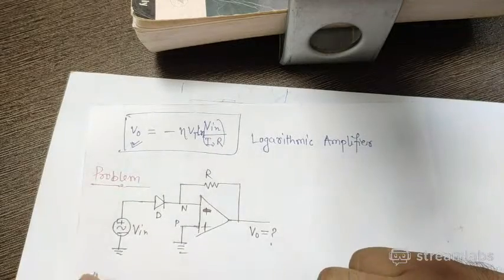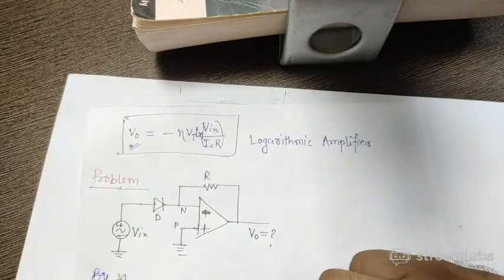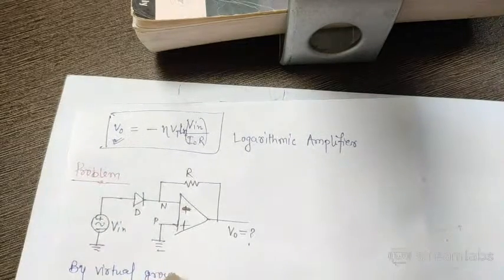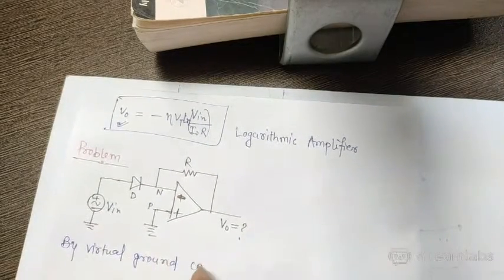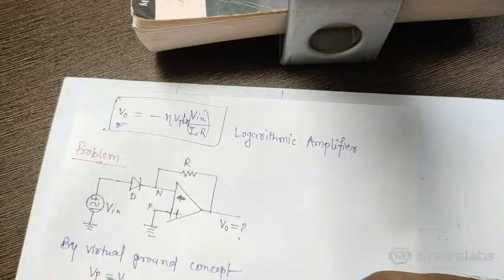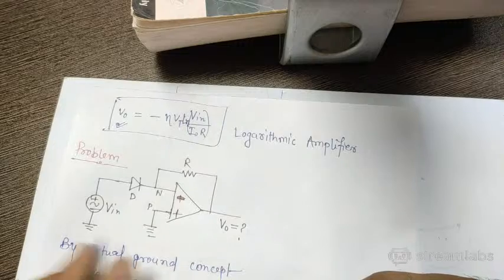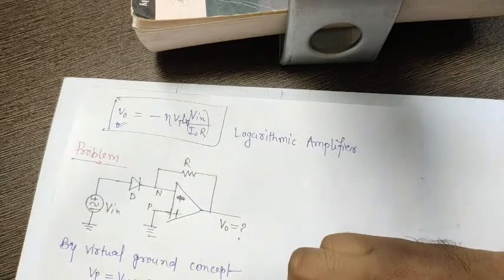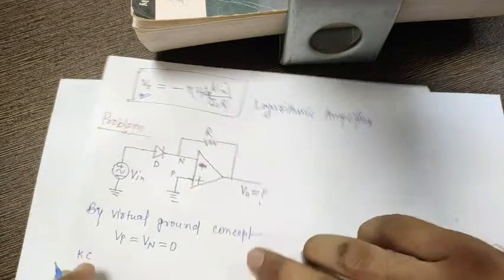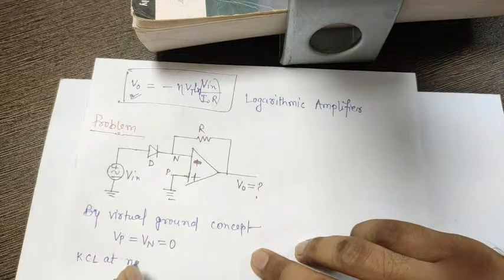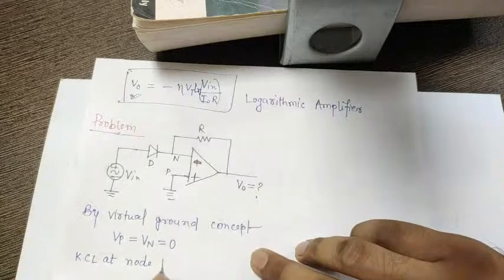Okay, so by virtual ground the process is the same. I have made a simple process. Virtual ground concept: the voltage at the positive terminal will be equal to the voltage at the negative terminal, and the voltage at the positive terminal is 0, therefore these two will be equal to 0. That is done by this one. Now KCL at node N.